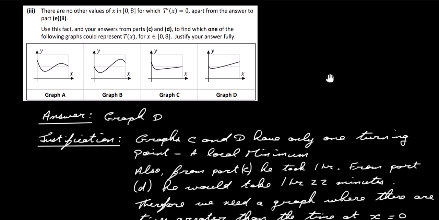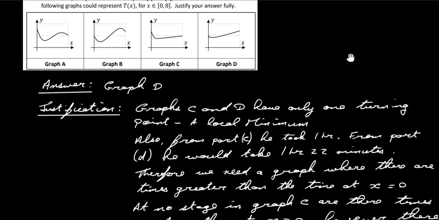Now also from part C he took 1 hour. So in part C he took 1 hour, and that's when he went straight down perpendicularly to the coast, if you like. So the angle was a right angle, and then he went straight across to F. So that was where he took 1 hour. Now, when he didn't go straight down perpendicularly to the coast, it took 1 hour 22 minutes. So from part D, he would take 1 hour 22 minutes.